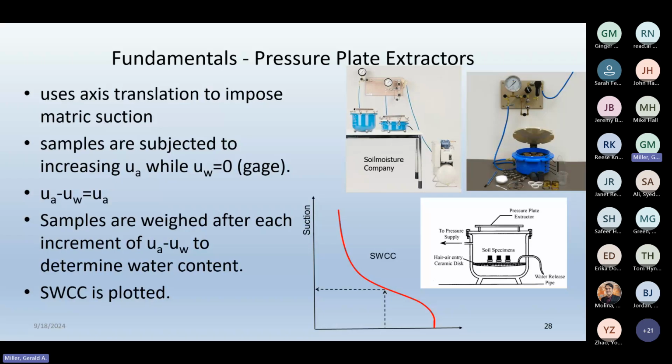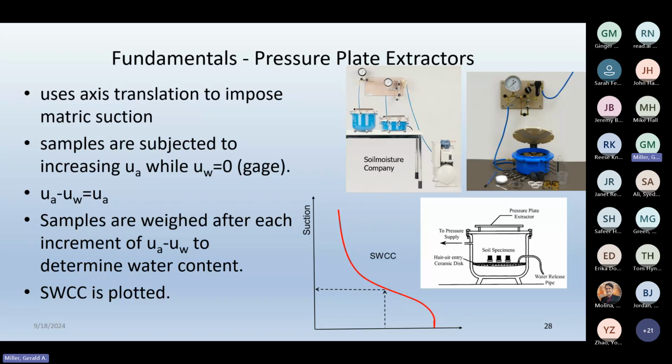Okay, the other thing that we use, and I'm going to introduce this concept of axis translation, I already sort of alluded to it, is the pressure plate extractor. In this device, you place specimens on a high air entry porous disc, as shown here, and you seal up this chamber. You have to take sample weights to get the initial water content, usually saturate the sample prior to starting the test. And then you increase the air pressure, thereby increasing the difference between UA and UW.